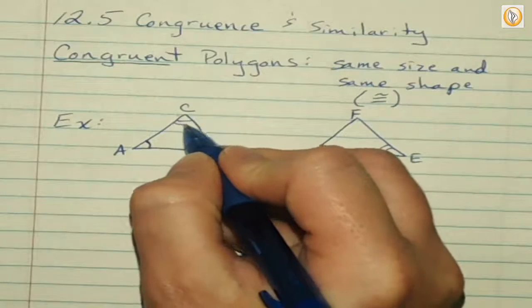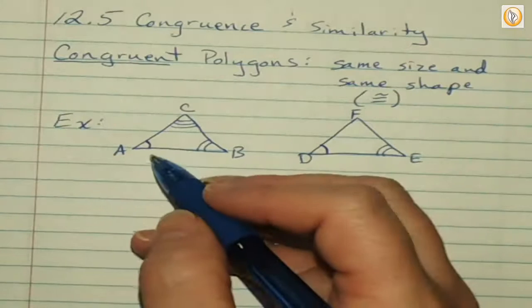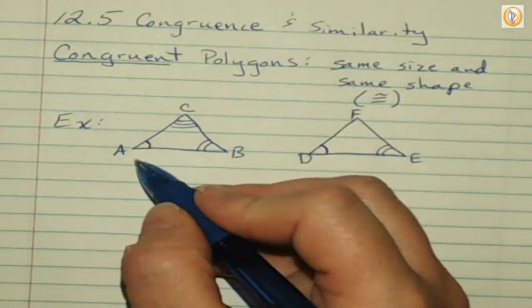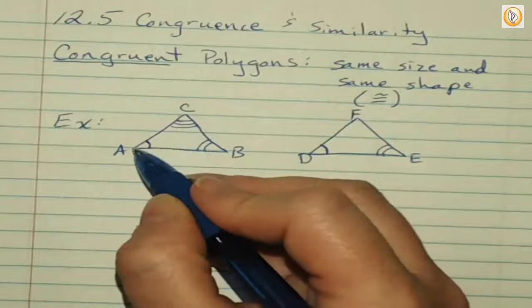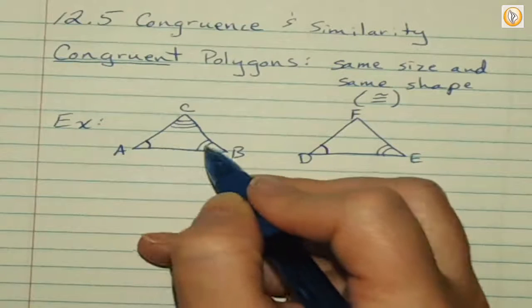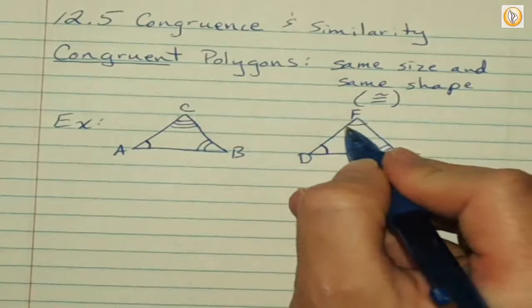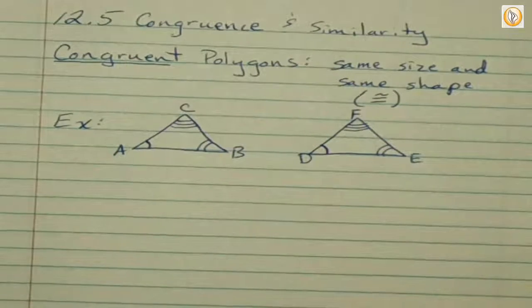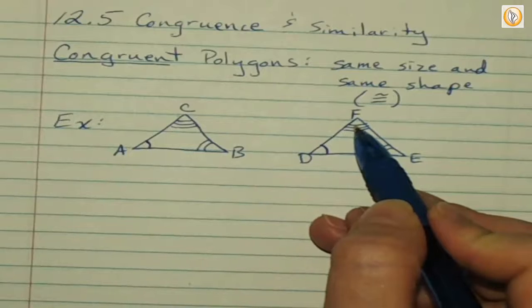So I'm going to put 3 lines for angle C. This is saying that all 3 angles are different measurements, that they are not the same. But I'm going to put the same 3 lines for angle F. So that means angle C is congruent, or the same as, angle F.